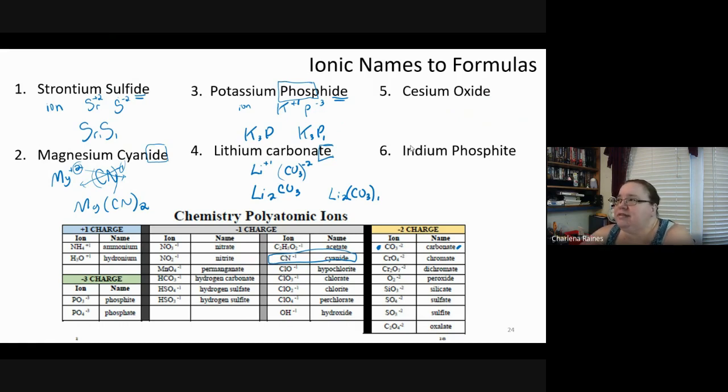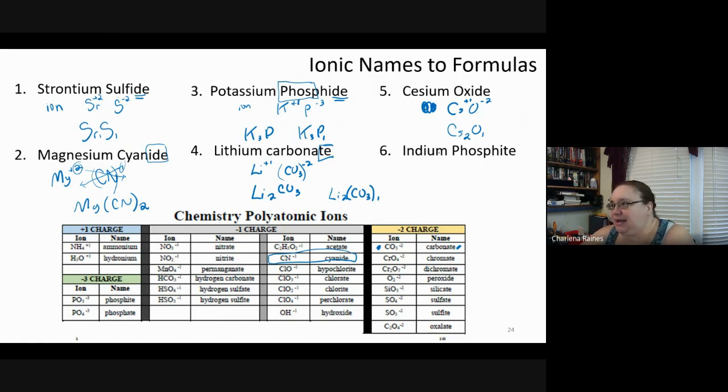Number 5, cesium oxide. Cesium is in group 1. And I almost used the wrong symbol, CS. Oh, scribble, scribble, scribble. Big C, little s, +1. Oxide, oxygen with a -2. So swap and drop. We end up with Cs2O or Cs2O1.